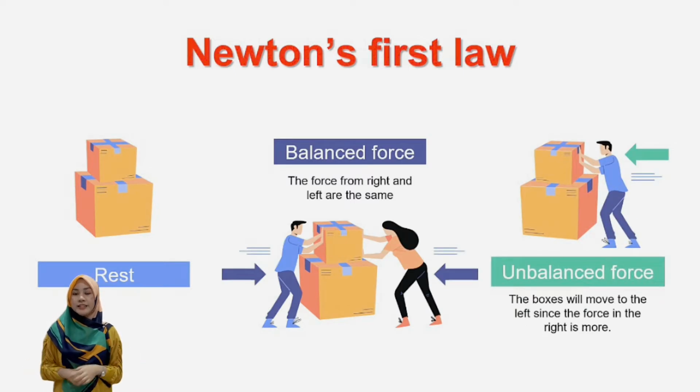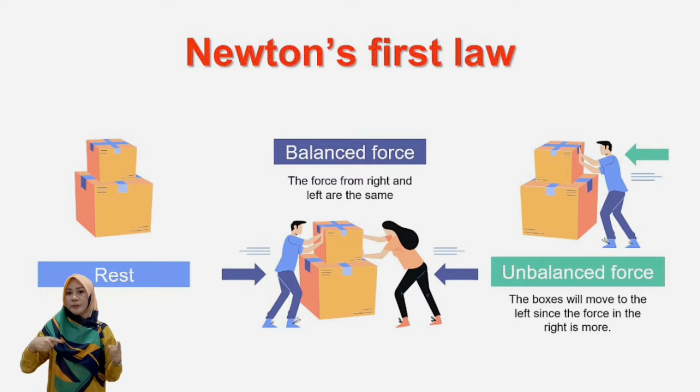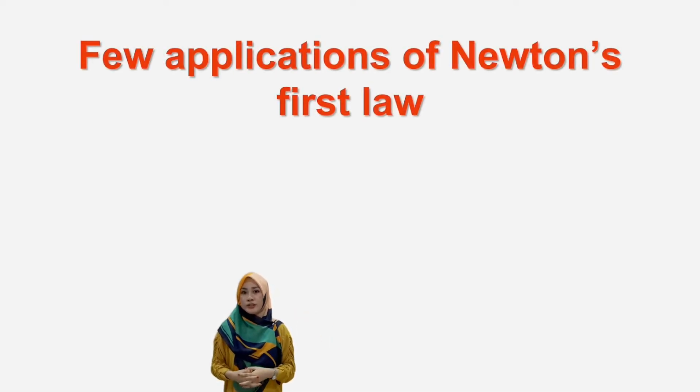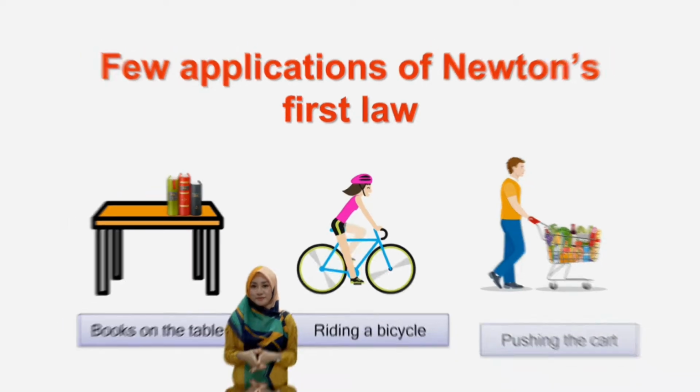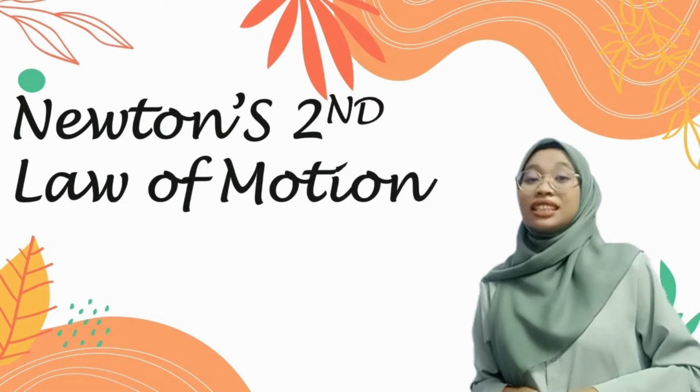When the object is in balanced force or equilibrium, the force from up and down will be the same. The same goes for the force from right and left; they are also the same. When the object has an unbalanced force, such as from the right to the left, the boxes will move toward where the greater force is pushing or pulling. For example, when the right force is bigger, the boxes will move to the left. These are applications of Newton's first law: books on the table, riding the bicycle, and pushing the cart. Okay, now let's continue with Newton's second law.